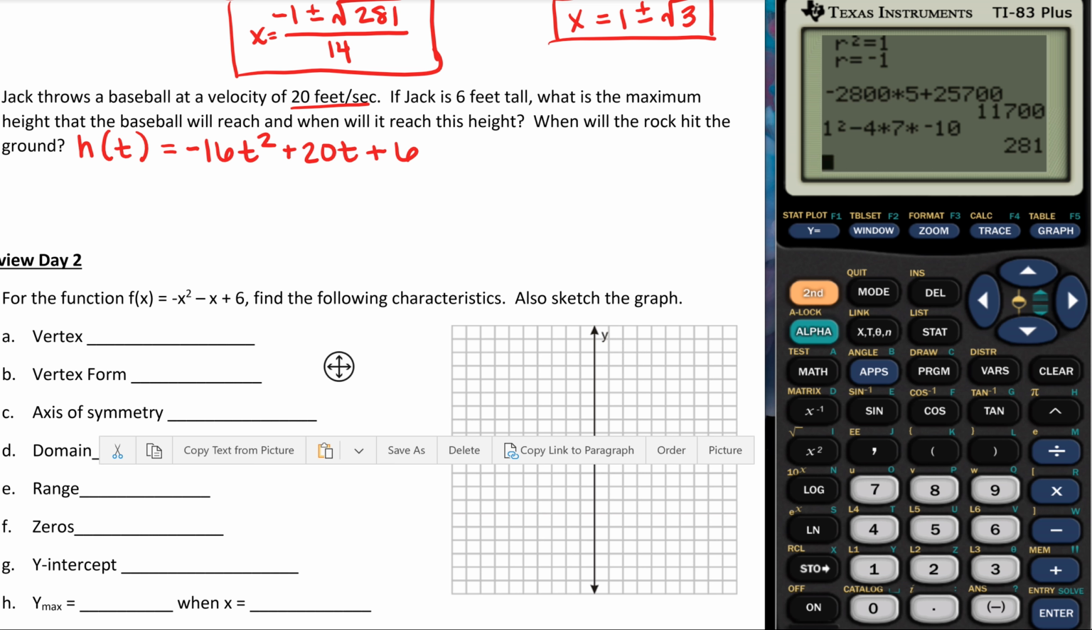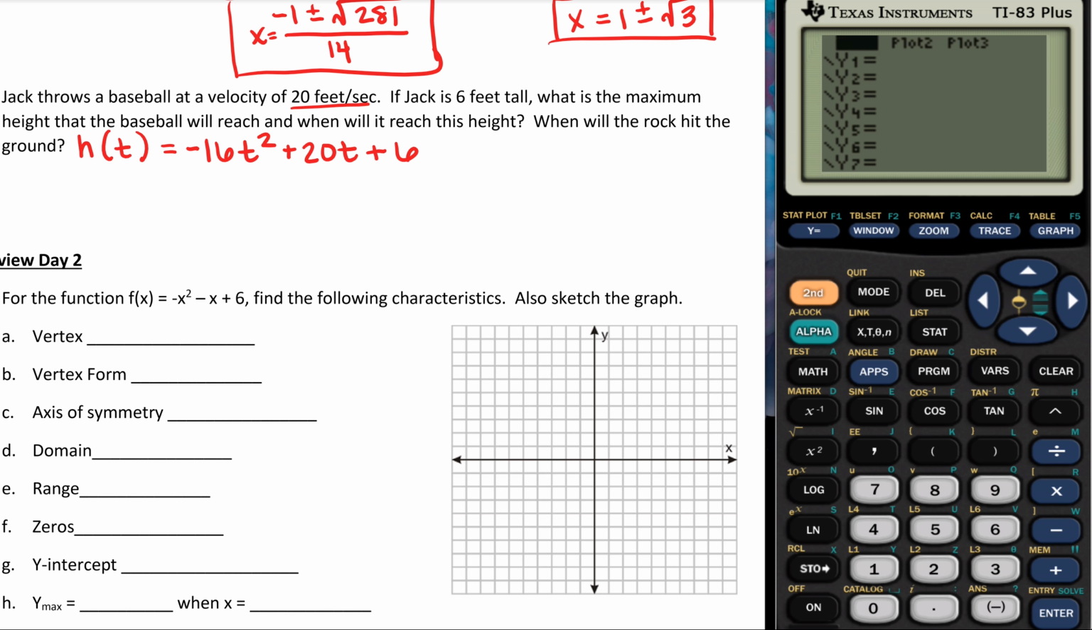So I actually need to take this and plug it into my calculator, right? So we're going to go into y equals. I'm going to turn my plot off so it's not distracting. So I have negative 16, and instead of t, I use x because we don't recognize t in the calculator, plus 20x plus 6. First of all, I'm going to zoom 6 and reset my calculator.